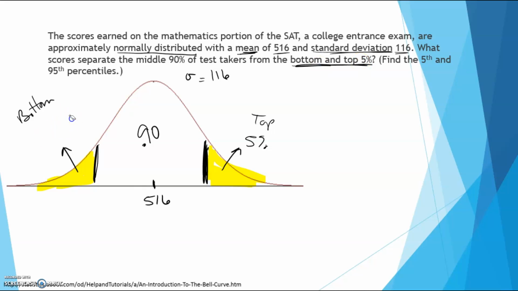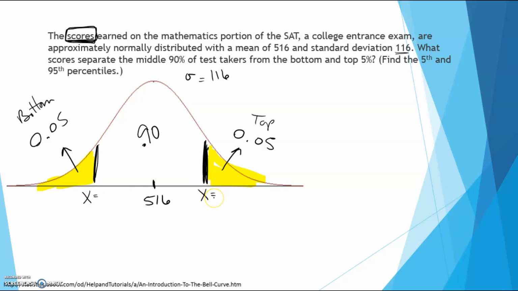We're going to change that from a percentage to a decimal, so 0.05, 0.05. Now what they're asking is, what are these scores earned? So we're looking for scores, which is really an x value. We're looking for this x value right here and this x value right here, which we'll call x sub 1 and x sub 2.